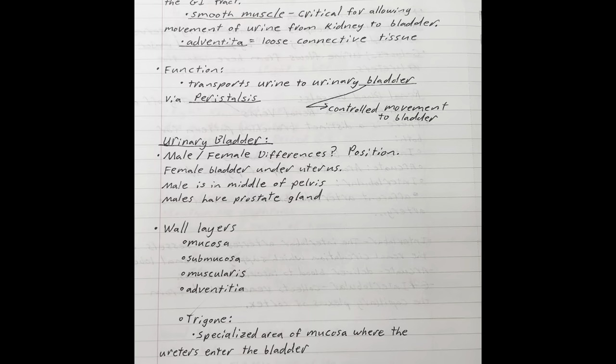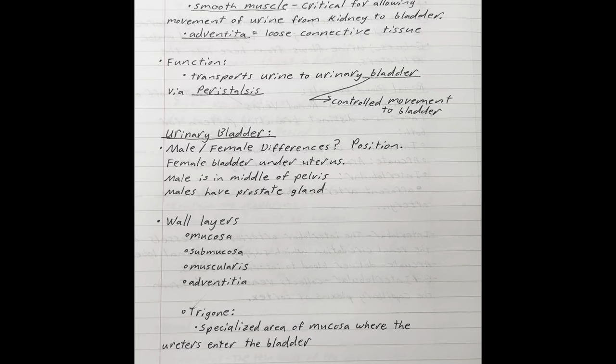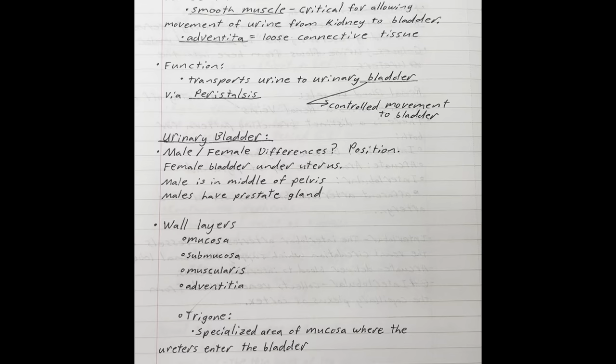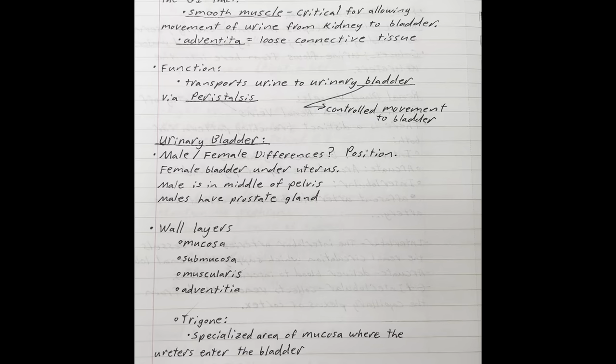Trigone, a specialized area of the mucosa where the ureters enter the bladder.